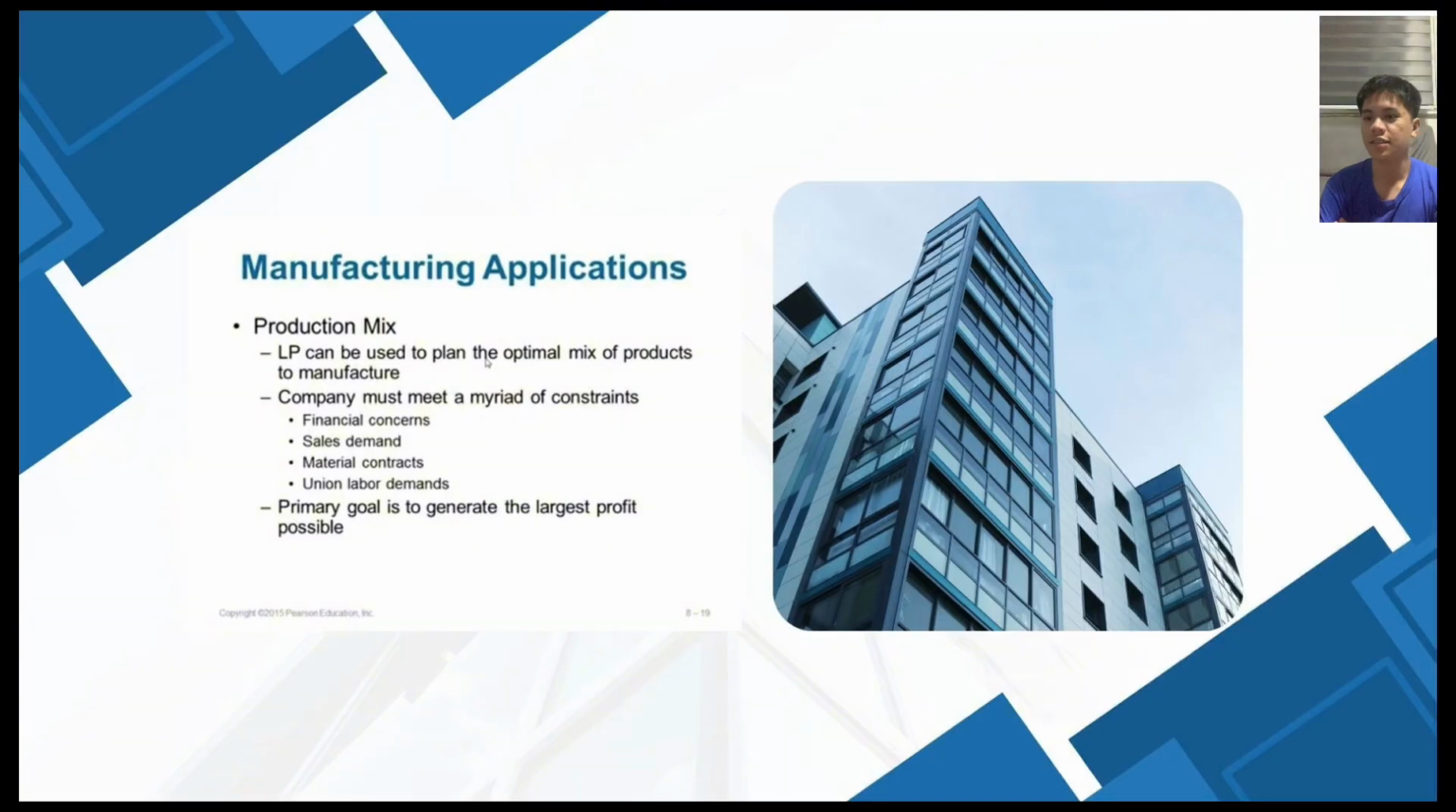So next is the manufacturing application. Production mix LP can be used to plan the optimal mix of products to manufacture. The company must meet a myriad of constraints. First is financial concerns, sales demands, material contracts, union labor demands. So the primary goal is to generate the largest profit possible.